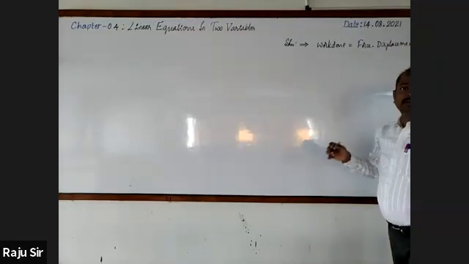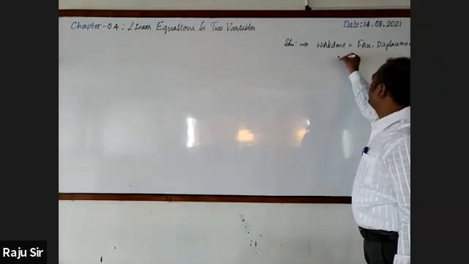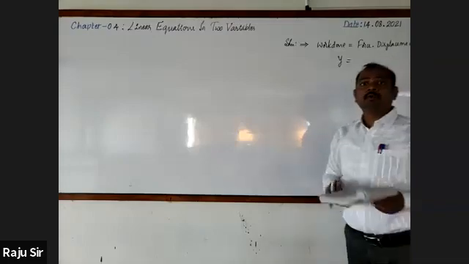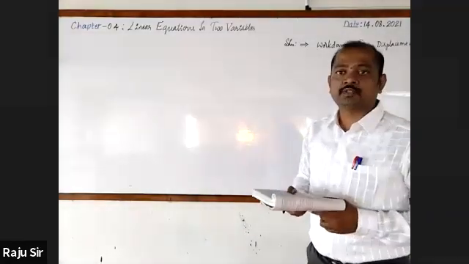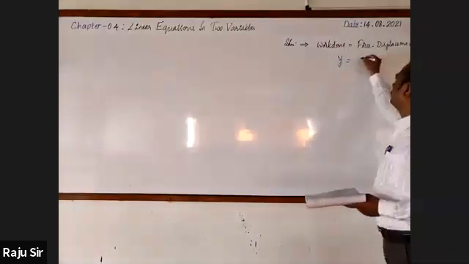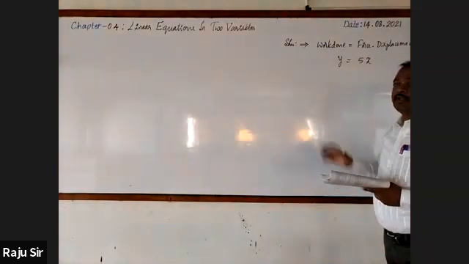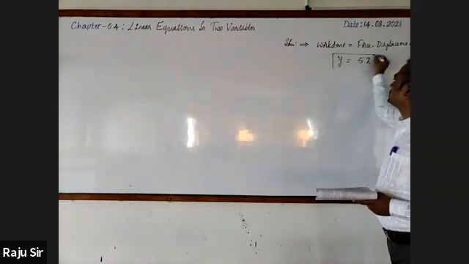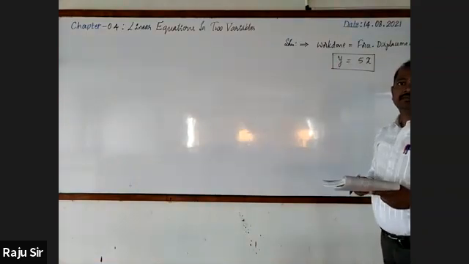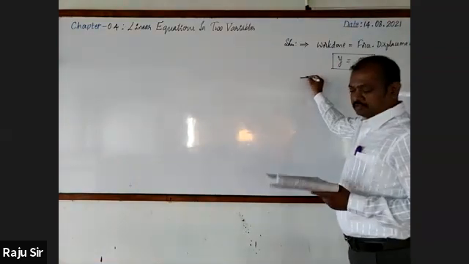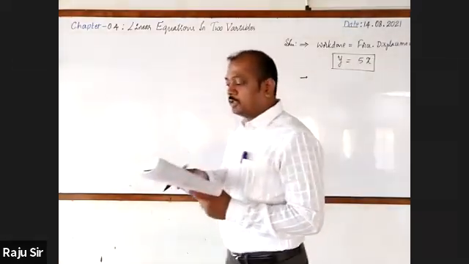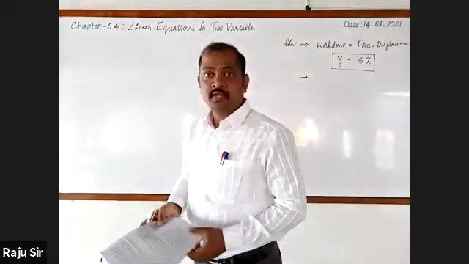Work done is assumed as y. Force, they have given as a constant force of five. Displacement is assumed as x. So y equal to 5x. This is the required equation. And then after that, they have asked you to draw the graph for this, right?